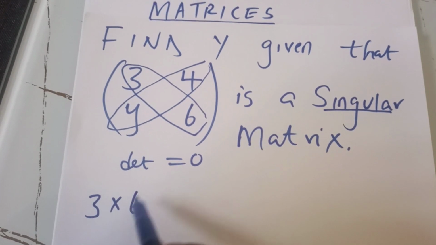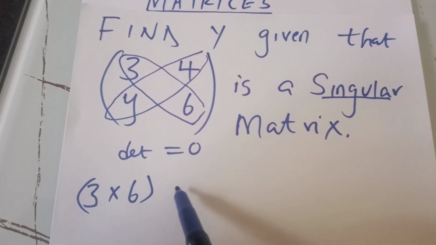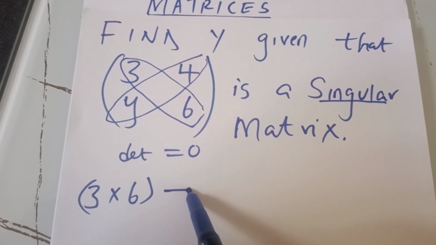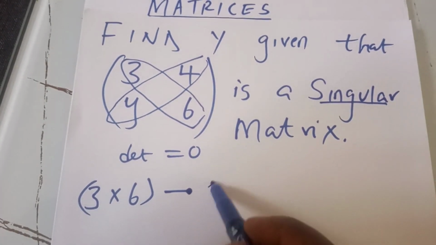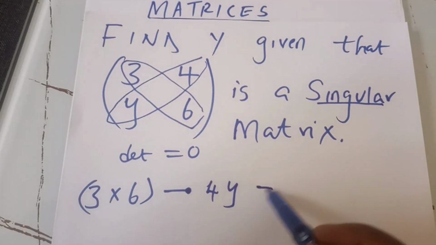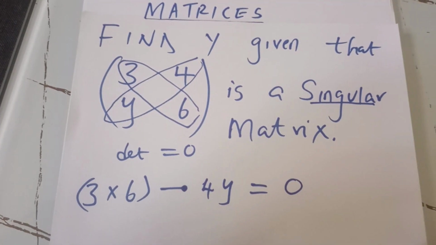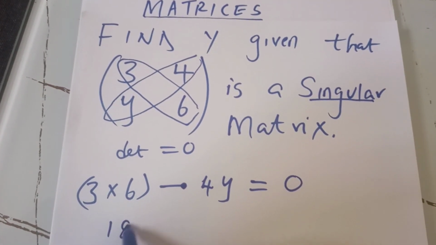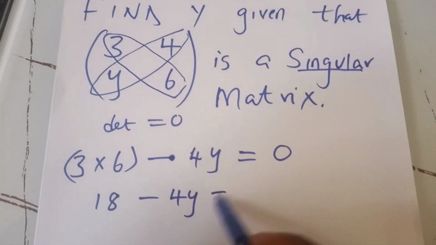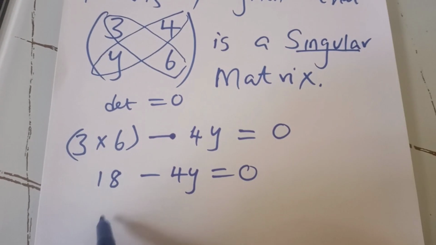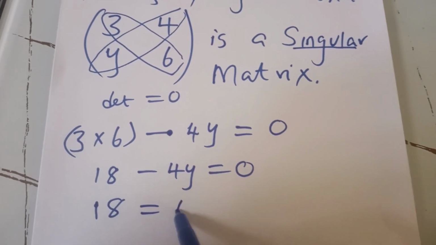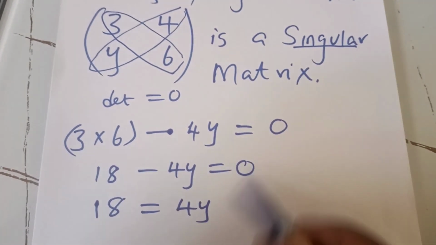So 3 by 6 minus 4 by y, which will give us 4y, is equal to 0. So 3 by 6 is 18 minus 4y is equal to 0. Then leaving 18 on this side alone, we have 18 is equal to 4y.